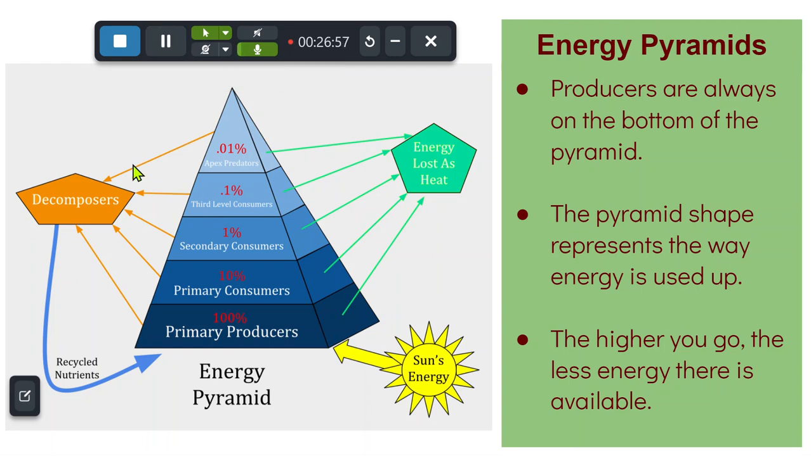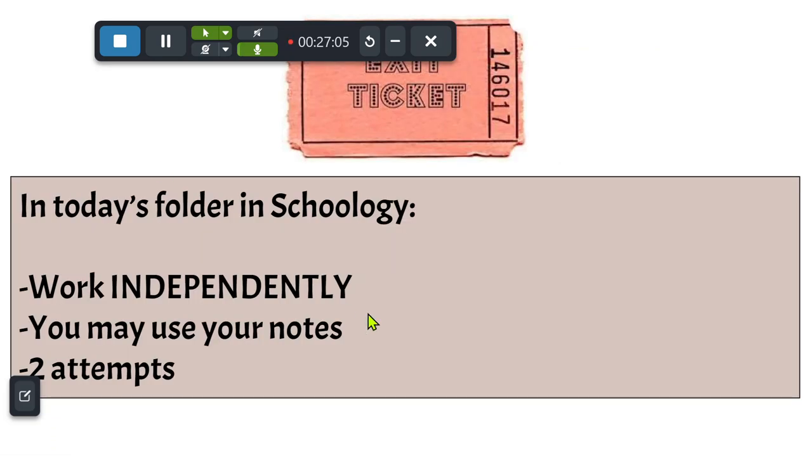So right now, don't click out of the slideshow because you're still listening to me. When you look at Schoology, you're going to see that you have an exit ticket that you need to do today. Please do both attempts if you don't get 100% the first time. Of course, you may use your notes, okay? And then if you finish your exit ticket, I've got some other things to do.